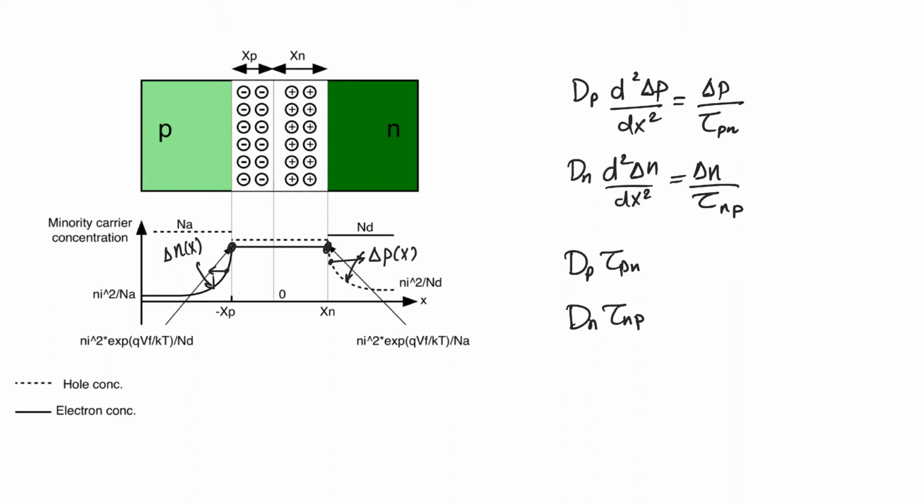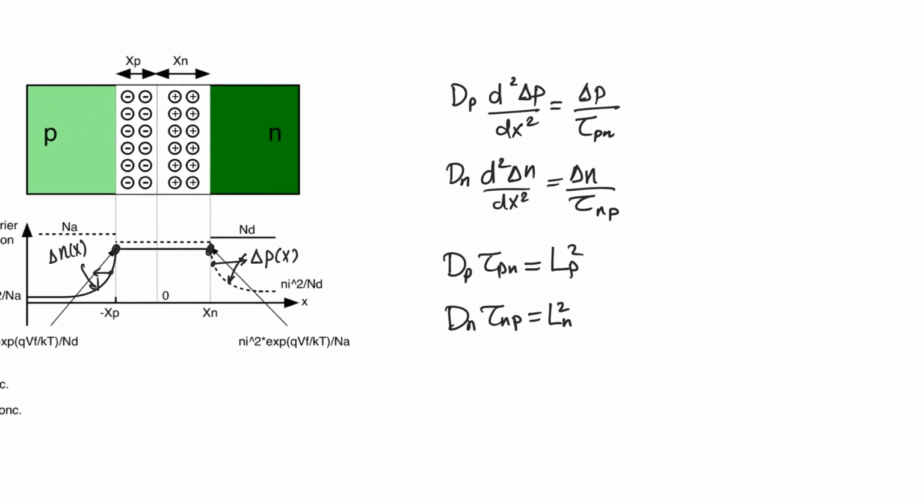And so we're going to give these a name, and we're going to call this Lp square, and we're going to call this Ln square. And what do they represent? What do Lp and Ln represent? So Ln represents the average distance that an excess electron can survive on the p side, and Lp represents the average distance that a hole can survive on the n side.